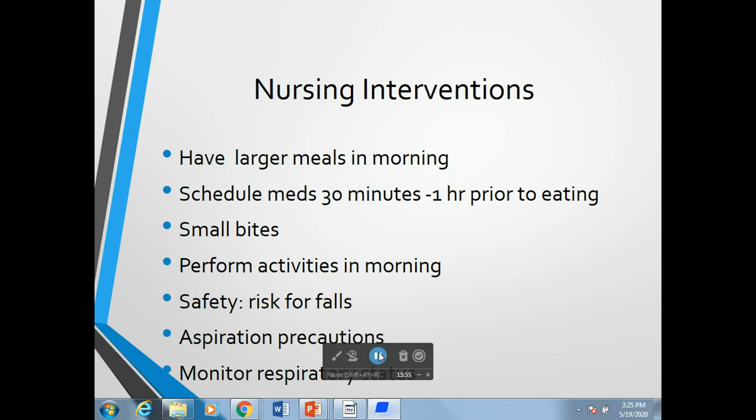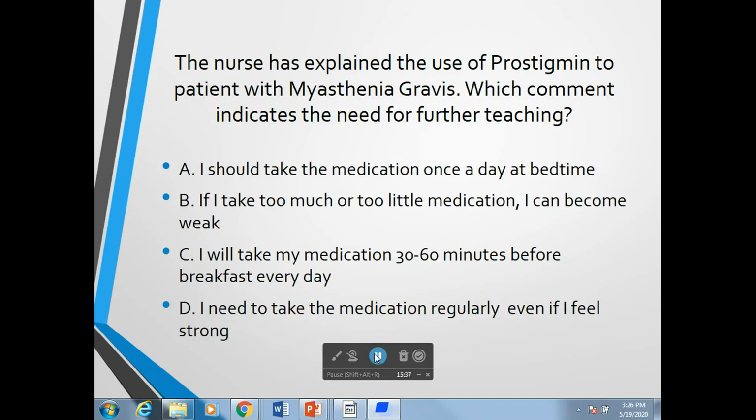Okay, now it's time for a question. The nurse has explained the use of pyridostigmine to a patient with myasthenia gravis. Which comment indicates the need for further teaching? Remember, for the needs for further teaching, we're looking for a wrong answer.